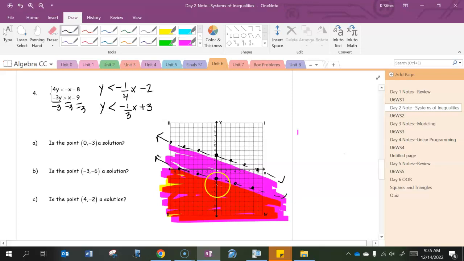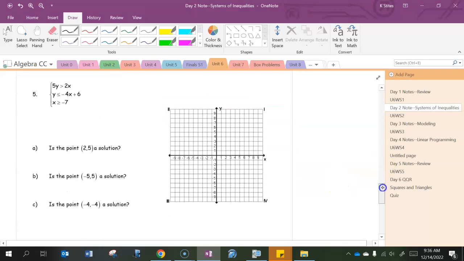So 0, -3, yes, that is in that shaded region. -3, -6, yep, that's going to be down there as well. 4, -2, no. All right, it's got to be all the way below the second line. All right, nice job. Let's try another one. Oh boy. Okay, number 5.